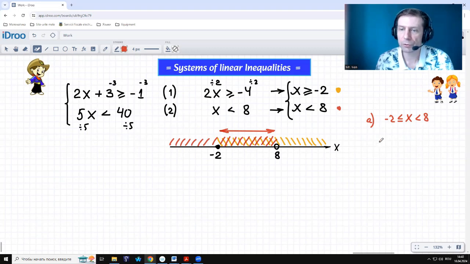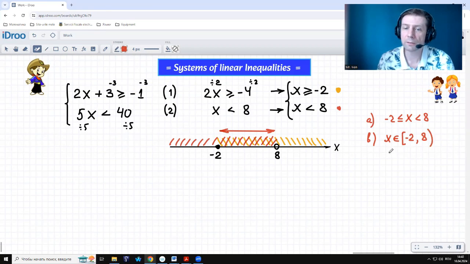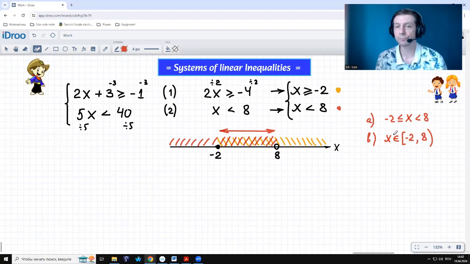Okay, this is the first option of the way to write down the answer, and the second one is basically x belongs. Okay, the interval notation, x belongs, and it's from -2 square bracket and 8 round parentheses. Again, round parentheses stand for the number which is not included. Blank point, strictly less. Okay, this is the rule.